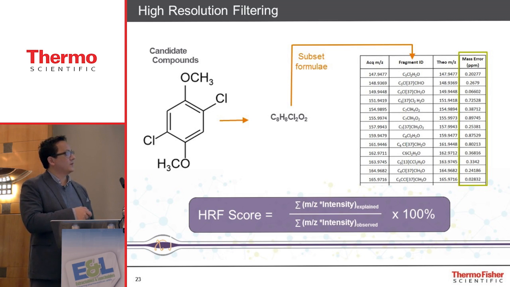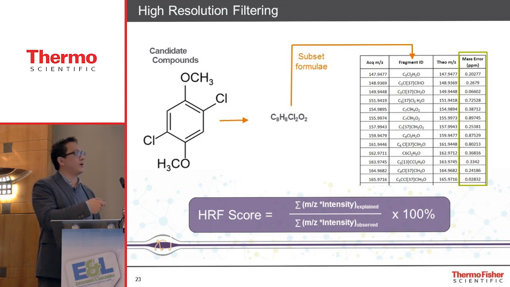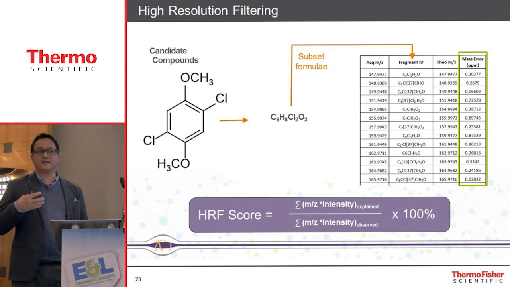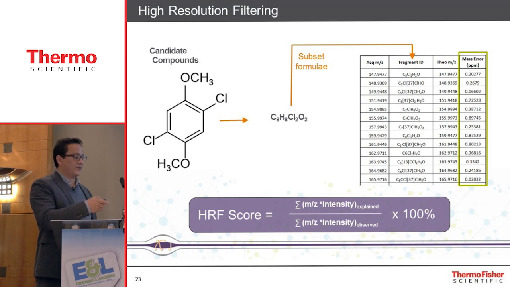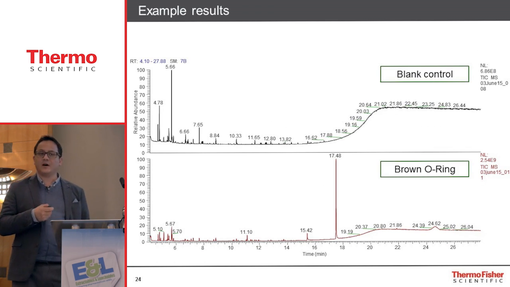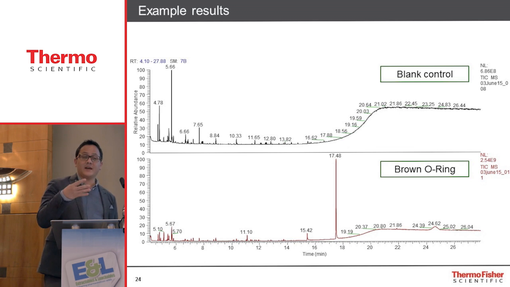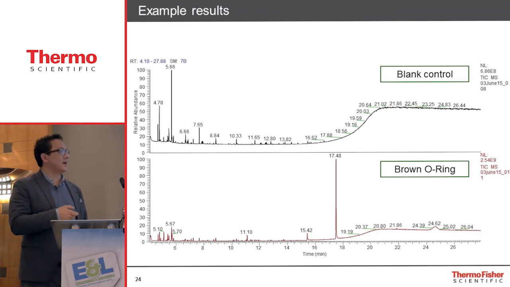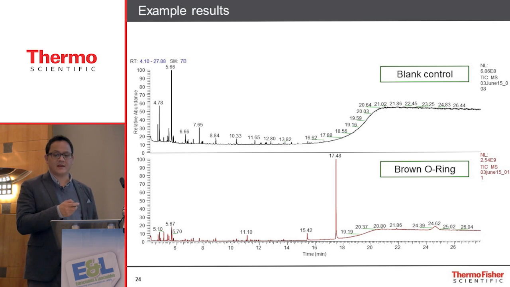So what we do is we take the proposed formulae from our library search, and we take a look at every peak that we find observed within the spectrum that can be explained by that proposed empirical formulae, and we divide it by all of the unexplained peaks. It's quite simple, but the result of that means that we get a HRF score with a perfect score being 100, and combining that with the library fit, it gives an exceptional confidence in ID.